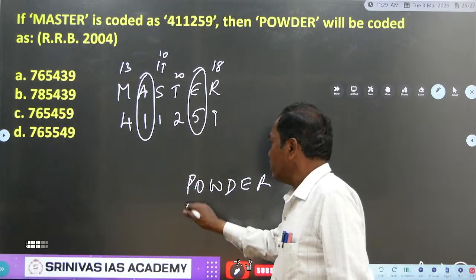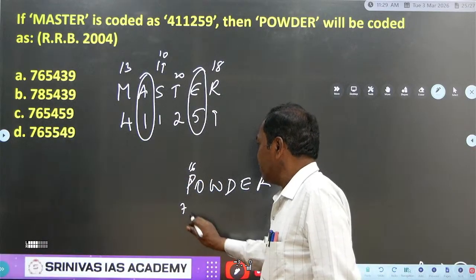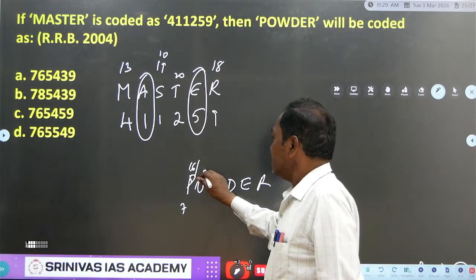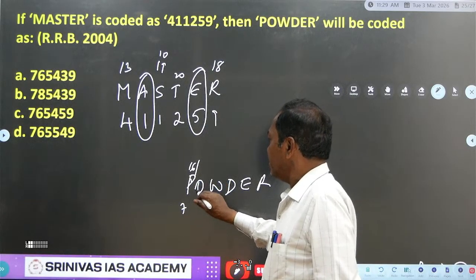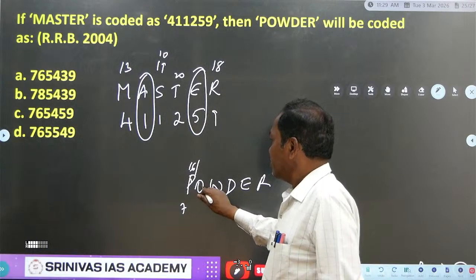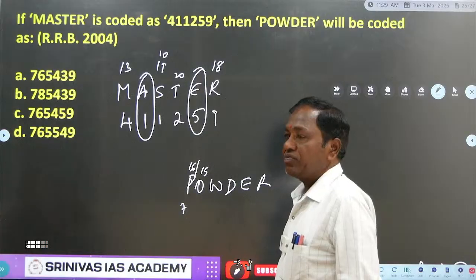N is the 16th letter, so 1 plus 6 is what? 7. Again, O is the 15th letter. No, this is O, oval. Oval, not alla. Position of the.